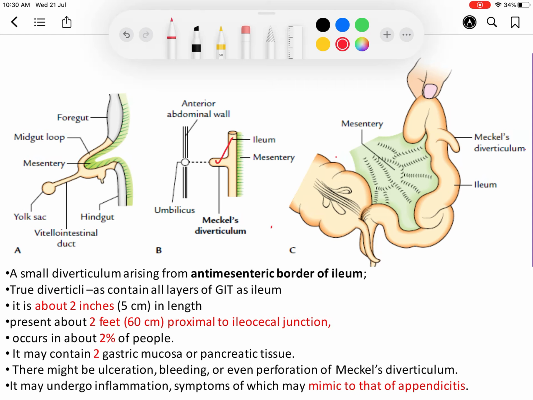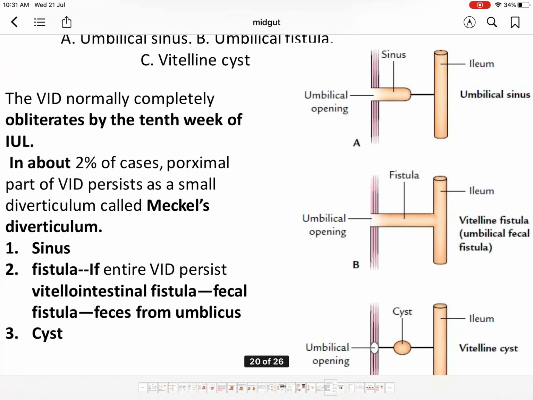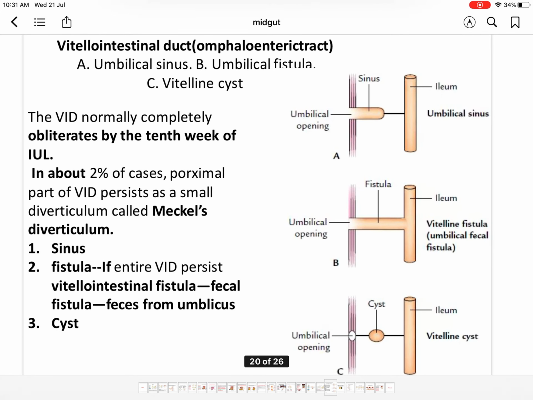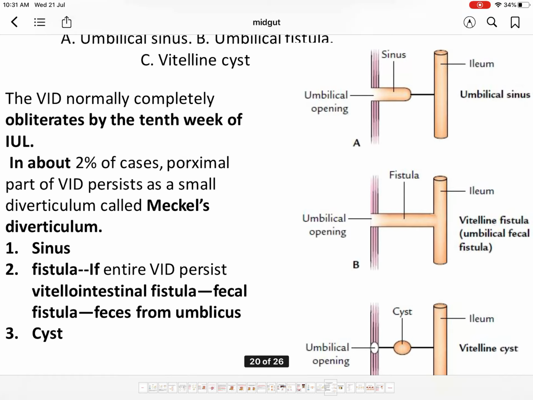So what is Meckel's diverticulum? It is a persisting proximal part of the vitellointestinal duct, and it is a true diverticulum which contains all the layers of the GIT, and rule of 2 has been applied for this. It is 2 inches long, it is 2 feet proximal to the ileocecal junction, present in 2% people, and it may contain 2 types of mucosa, the gastric mucosa or the pancreatic tissue. And here you can see the applied anatomy about the vitellointestinal duct, also called the omphalomesenteric duct.